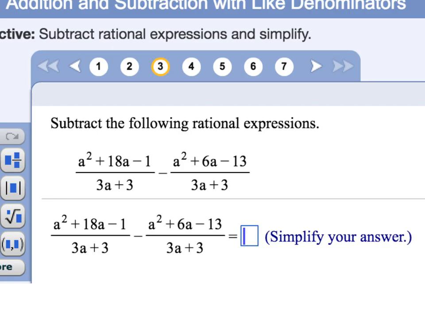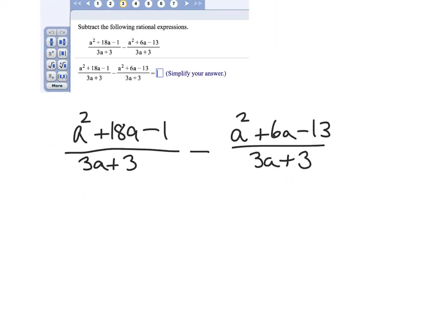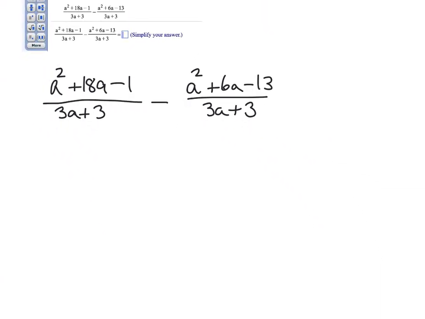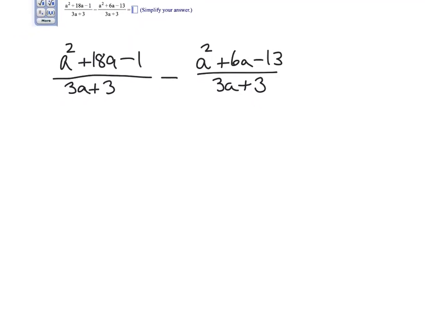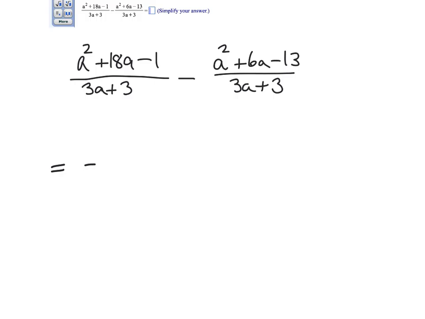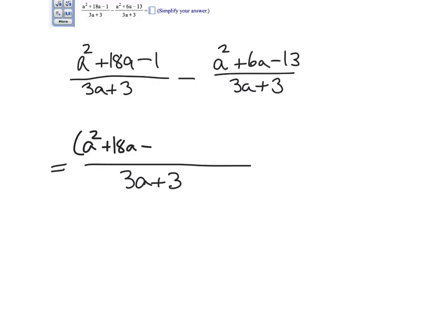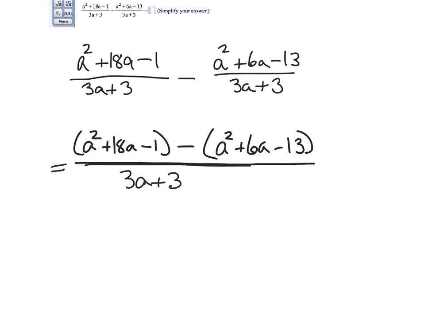What's tricky, however, is going to be our signs. We're going to get our signs really confused. It's pretty typical in Math 209, and here's why. We know that our common denominator is 3a plus 3. So we're just going to have the expression a squared plus 18a minus 1, and then we're going to subtract a squared plus 6a minus 13. It's going to be this term minus this term, all over 3a plus 3.